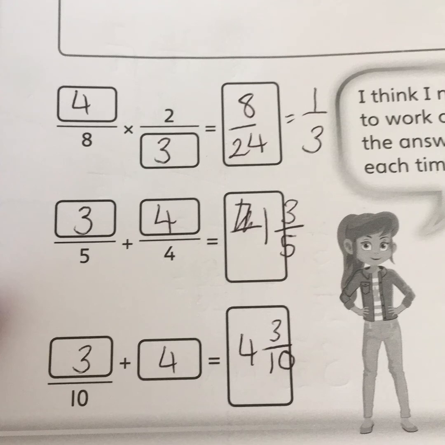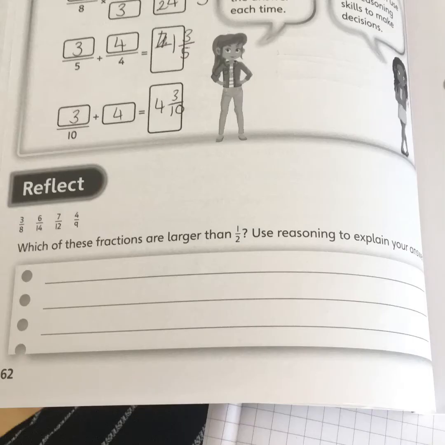Again, hopefully you can spot it's better to have 4 wholes than 3 wholes because that's going to make your number bigger. So your answer should be 4 wholes and 3/10. So if you haven't already, now is your time to do your reflection.